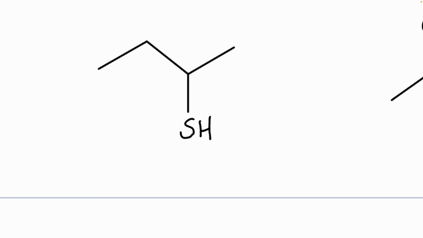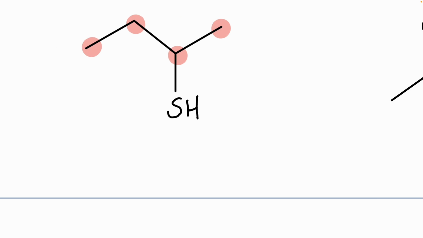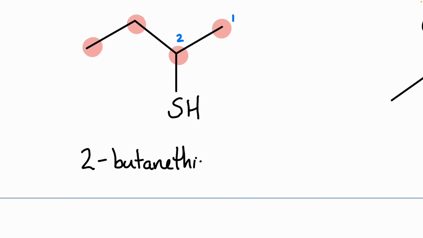So I'm going to find my parent chain, these 1, 2, 3, 4 carbons. I'm going to number my parent chain to give that thiol group the lowest possible number. And when I put it together, 2-butanethiol. I'm going to retain the E on the end of that alkyl chain.